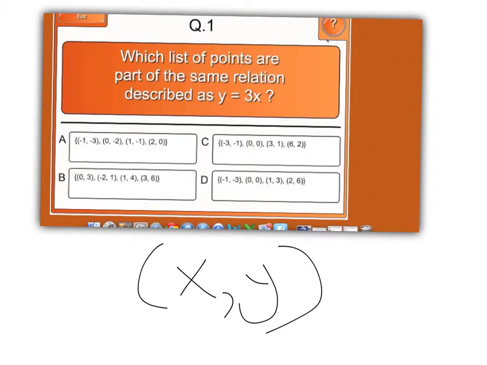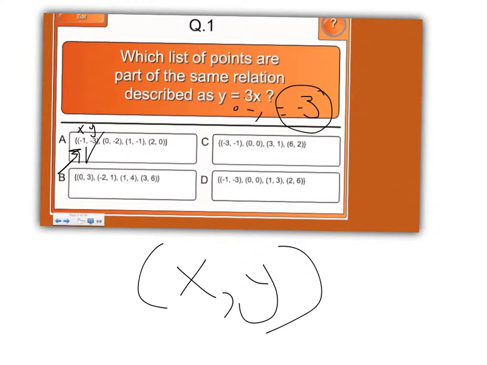So the next part, we have some questions. Which list of these points are part of the same relation described as y equals 3x? If I look at these answers, there is -1, -3, which is one ordered pair. This is my x, this is my y. So I'm going to plug -1 in for my x and see what I get. I get -3, because 3 times -1, because that's what I plugged in for x, is equal to -3. So that point checks out.